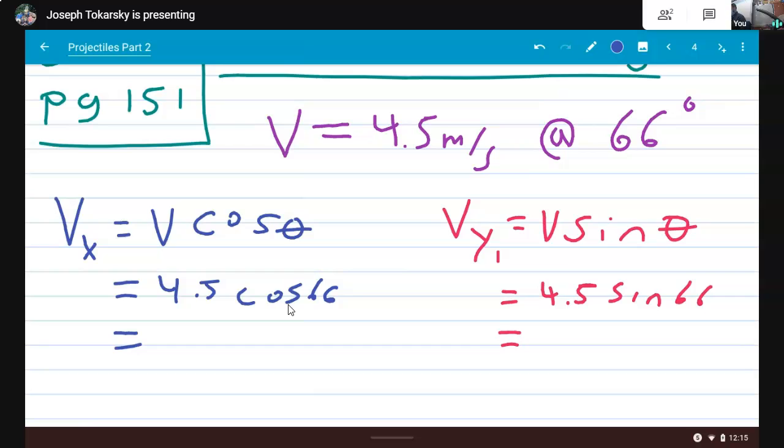If you do it right, for the horizontal velocity Vx, it's 1.83 meters per second.